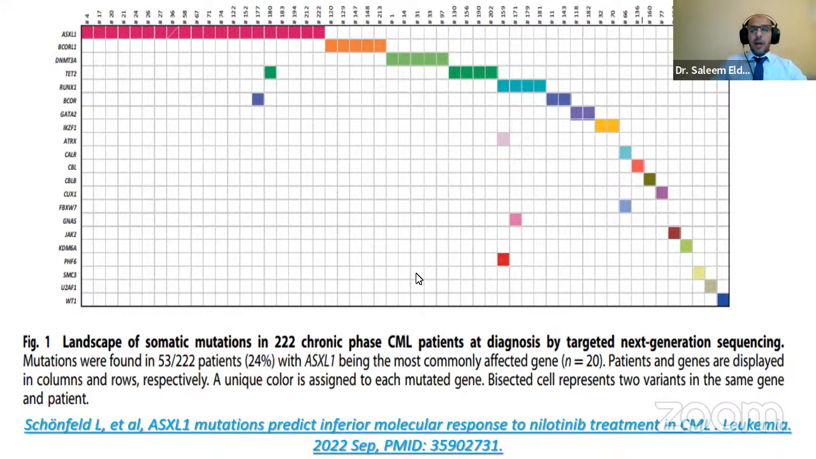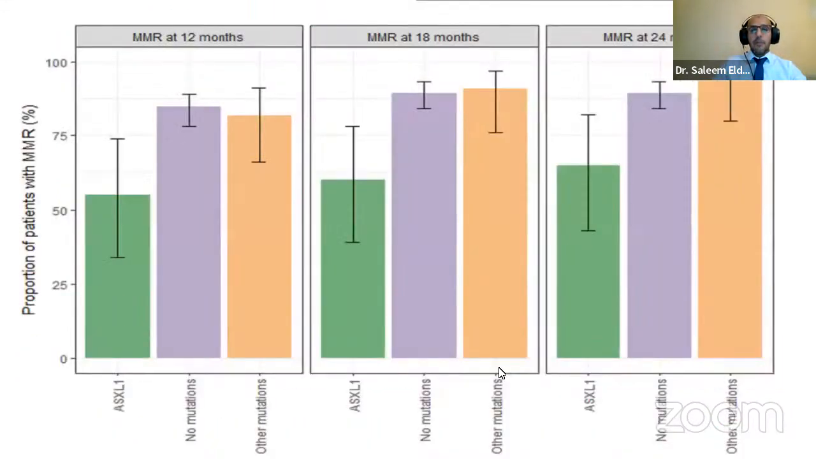Recently described somatic mutations have been shown to impact the outcomes of patients with chronic phase CML. Like in this paper from the German group, they studied the landscape of somatic mutations in 222 chronic phase CML patients at diagnosis by next generation sequencing. They found that 24% of patients have somatic mutations, most commonly ASXL1. And patients with ASXL1 mutation had lower MMR at 12 months, 18 months and 24 months, respectively.